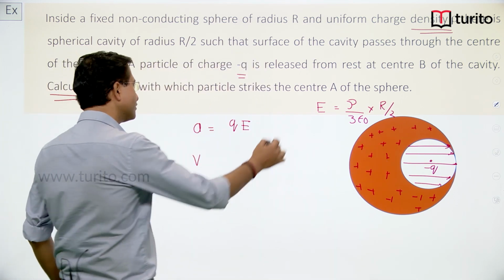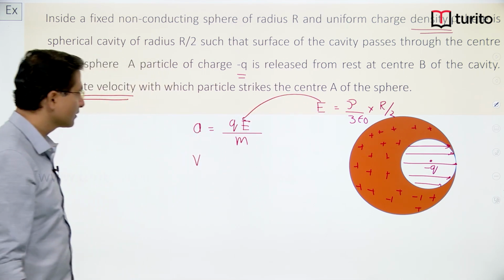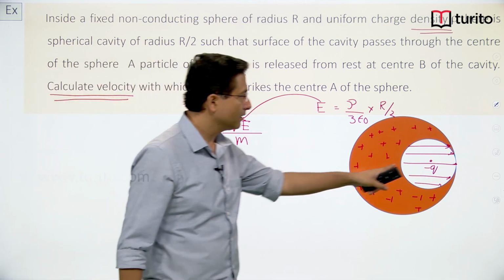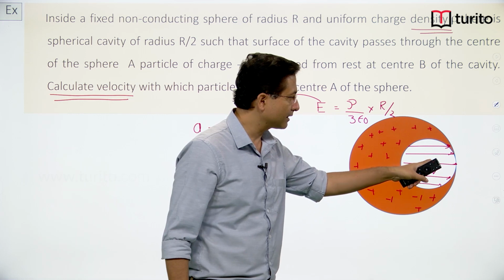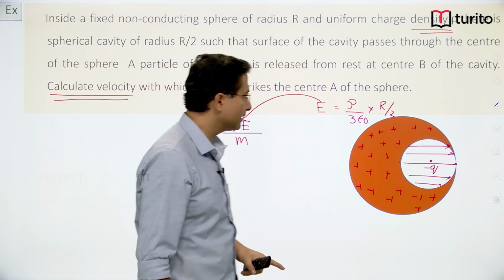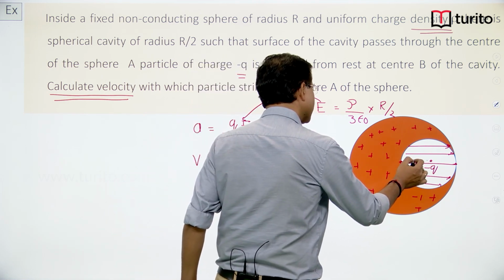So this value I can substitute here. I need to divide this by mass, right. Now I need to find out the velocity with which it hits the wall of the cavity. So the particle will move opposite to the field and will hit the wall of the cavity somewhere here, right. So somewhere here finally it will come, moving like this.